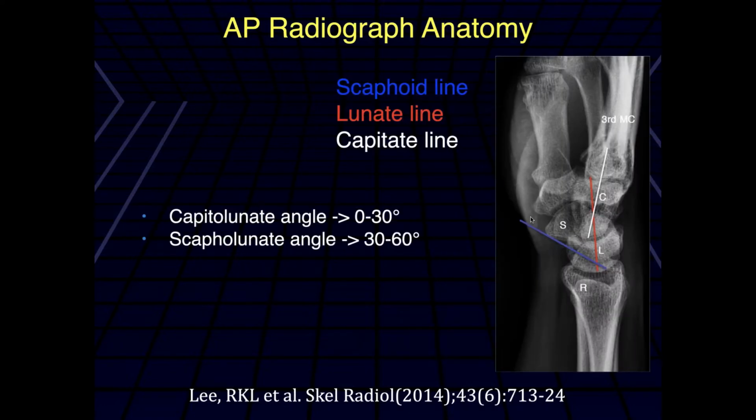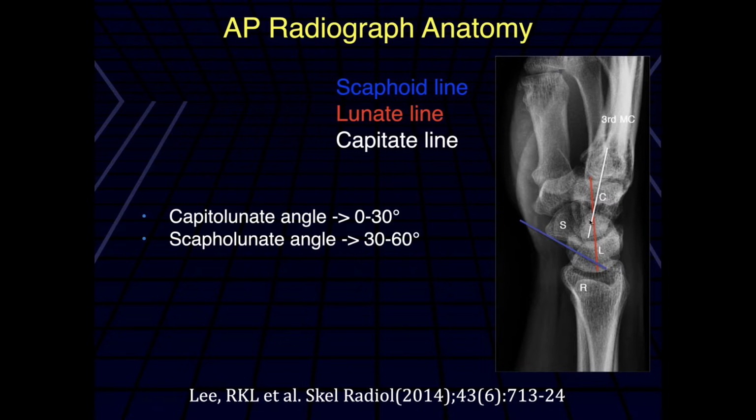If we look at the lateral X-ray, there are three lines that you can draw. One is a scaphoid line, which goes from the distal volar aspect of the scaphoid to the proximal volar aspect of the volar cortex of the scaphoid. There's a lunate line where you bisect the distal dorsal edge of the lunate and the distal volar edge of the lunate, draw a line across there, and then draw a line perpendicular to this line that goes right through the center of the lunate. That's the lunate line. And the capitate line is the line going down the long axis of the capitate.